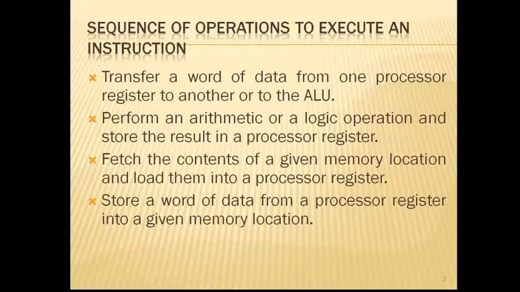First is transfer a word of data from one processor register to another or to the ALU. Then perform an arithmetic or a logic operation and store the result in a processor register. Next is fetch the contents of a given memory location and load them into a processor register, and also store a word of data from processor register into a given memory location. All these four steps we have studied in detail. Now let us put together the sequence of these elementary operations that are required to execute one instruction.